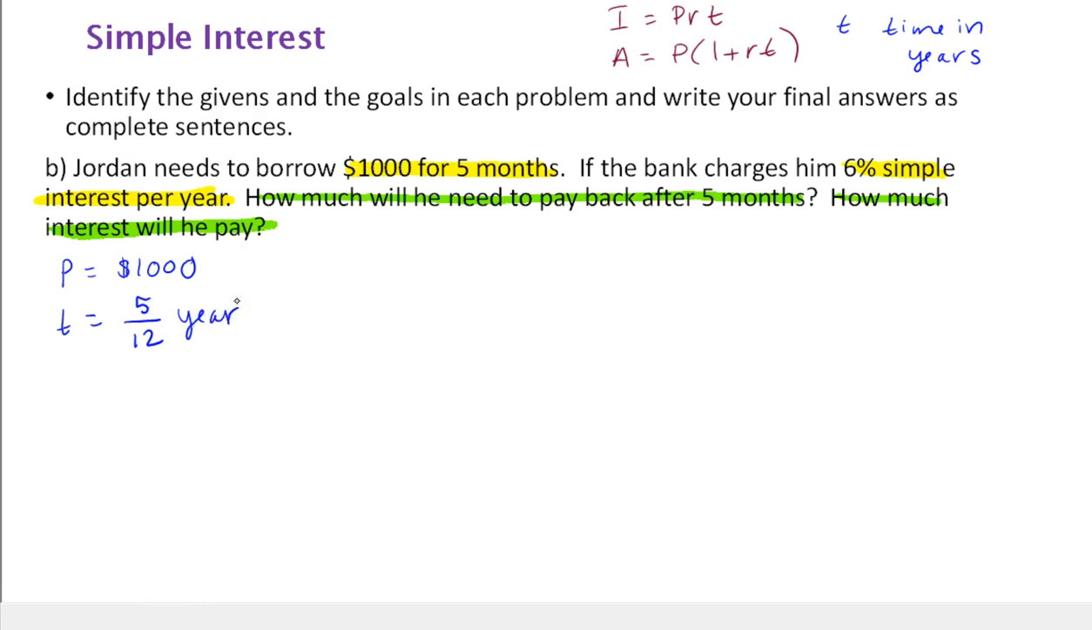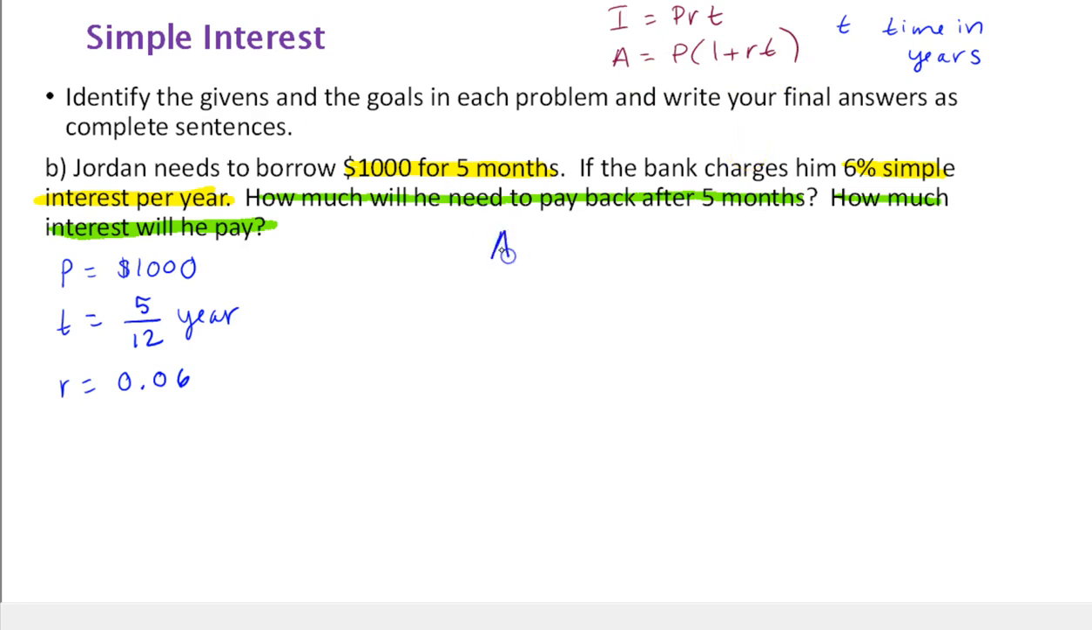Then we have the interest rate, 6%, and if we write that as a decimal, you could either divide 6 by 100 or move the decimal place 2 places to the left. So how much will he need to pay back after 5 months? And we also need to know how much interest. We could actually use either of these formulas to determine this, but since we're asked how much he'll need to pay back, we can get that directly from this formula.